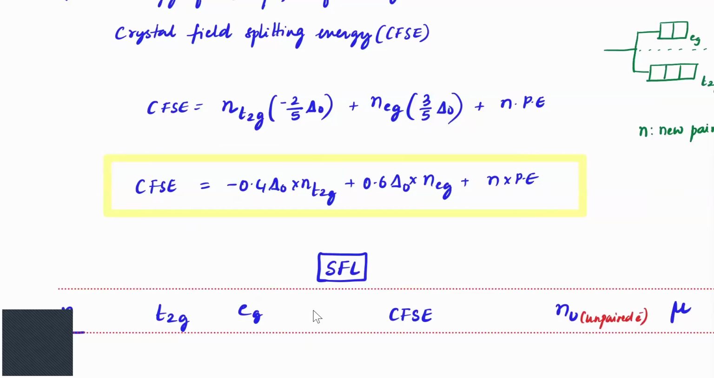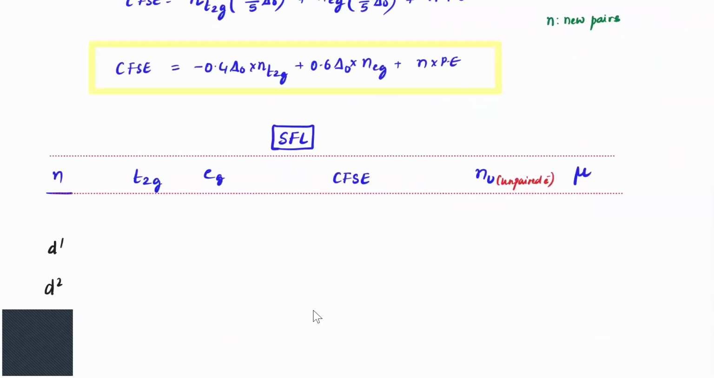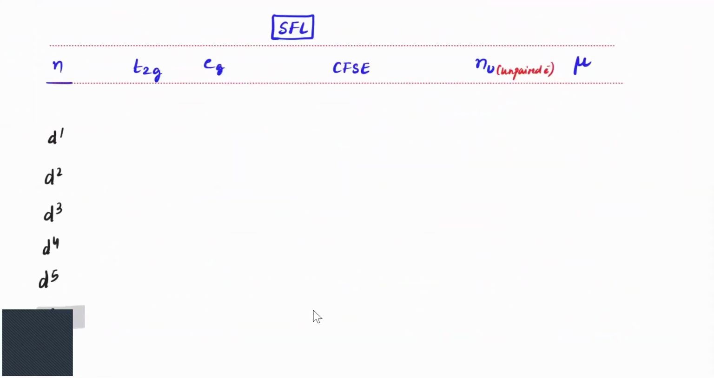So I hope theoretically all of you understood what CFSE is, why the splitting happens, how the degeneracy is lost after splitting, and in which case we have to do the pairing or we have to just excite the electrons. Okay. So now notice this one. This is a table. We'll have to do it together, everybody. So let's check it out.